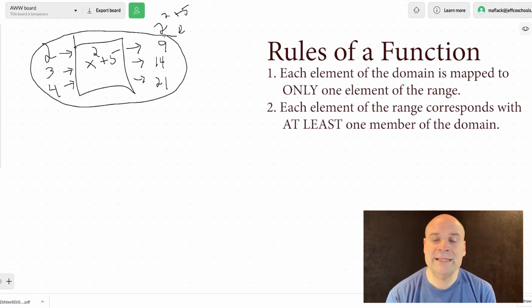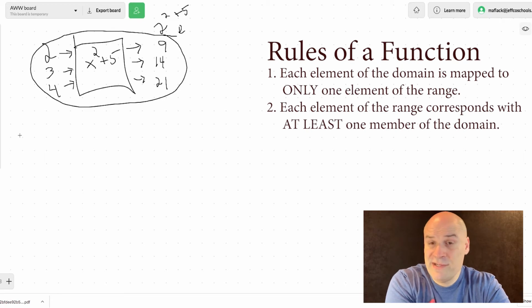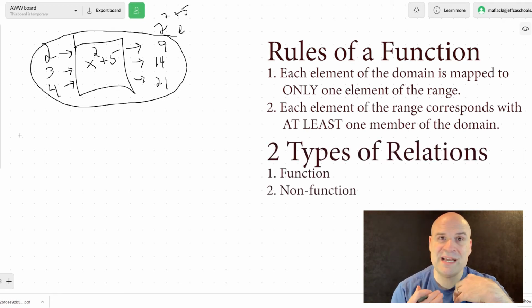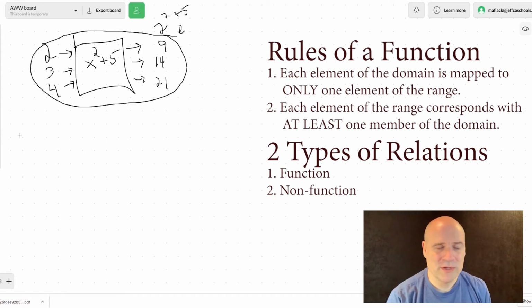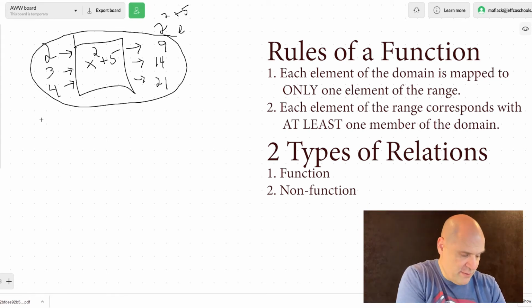We call it a relation. So every function is a relation, but not every relation is a function. So if a relation is not a function, it's just called a relation. Okay? But a relation that is a function, if it follows those two rules, is called a function. Am I just making it more confusing? Probably.